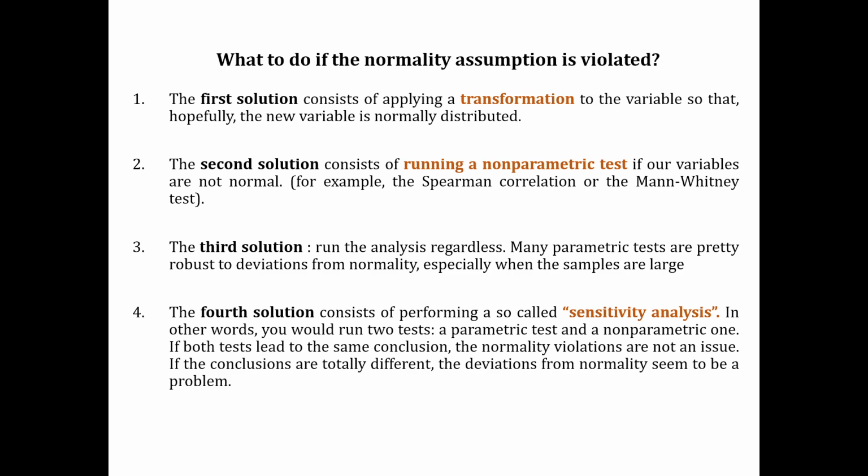Now next, let us consider when the normality assumption is violated. When we perform any statistical operations and we find that the normality assumption is violated, we have different solutions for that. The first solution consists of applying a transformation to the variable so that hopefully the new variable is normally distributed. And the second solution consists of running a non-parametric test if our variables are not normal. For example, the Spearman correlation or Mann-Whitney test.